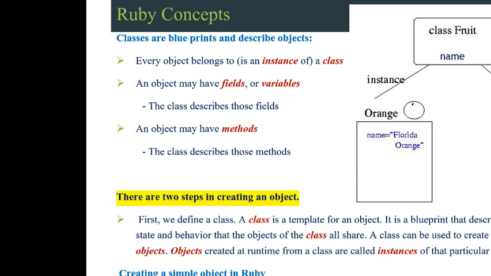So the blueprint is a kind of definition of the model, and when they actually build the house, that is the real house. They're going to build it based on the blueprint they have defined. The same concept, in object-oriented programming, you have.